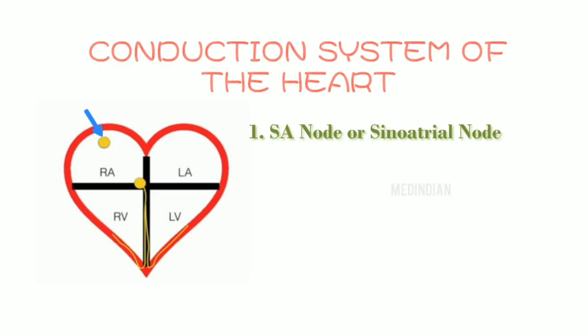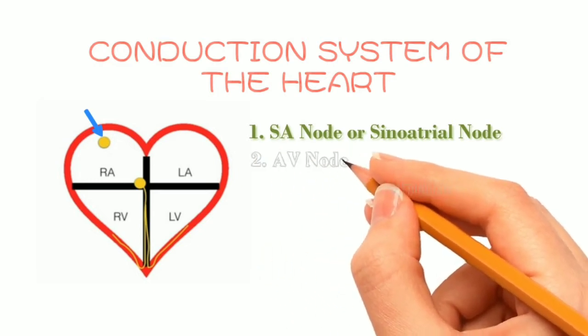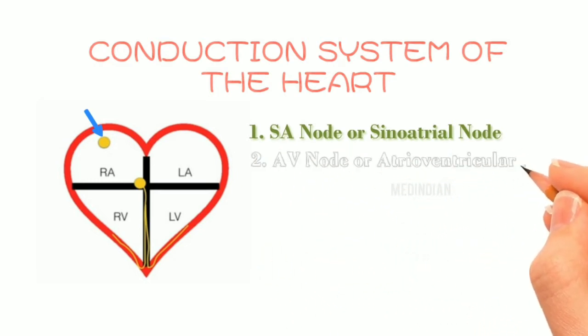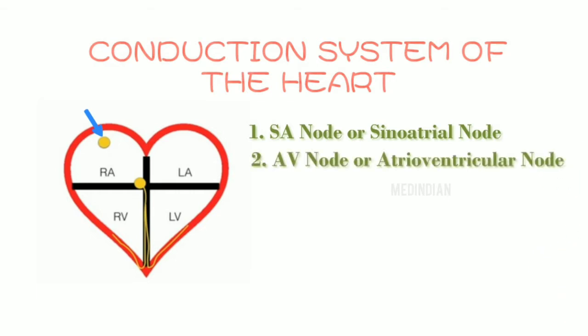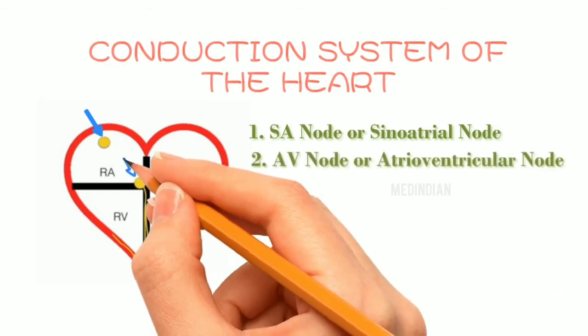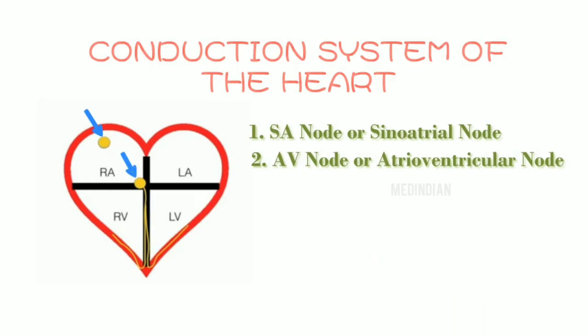From the SA node, the conduction goes to the AV node, or the atrioventricular node. Again, as the name indicates, this is present at the border of the right atrium and right ventricle. The AV node is otherwise called the gatekeeper of the heart as it gets to decide what impulse to let through. So if the SA node generates a weak impulse or if there is any block somewhere near, then the AV node decides not to let the impulse go through and instead it conducts its own impulse.